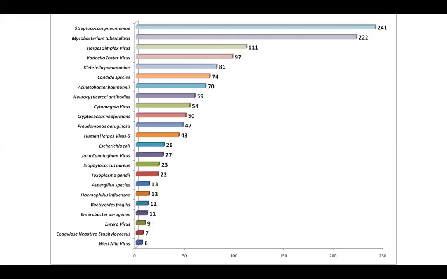Now, what are the organisms? The rank order of the organisms: Streptococcus pneumoniae, Mycobacterium tuberculosis, herpes simplex, and varicella zoster are on the top 4. You can also see we have got cytomegalovirus, 54 cases, neurocysticercal antibodies in 59 cases. We had human herpes virus 6 in 43 cases, John Cunningham virus in 27 cases, Haemophilus influenzae 13 cases, enteroviruses 9, and West Nile 6.